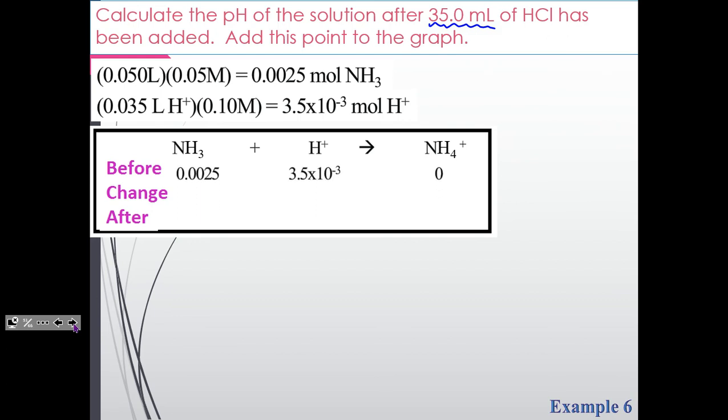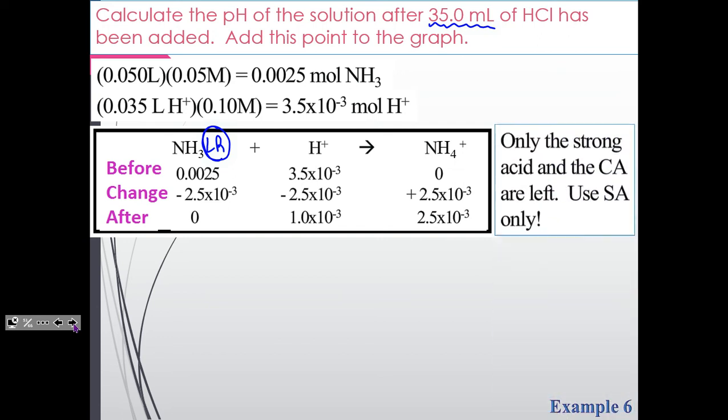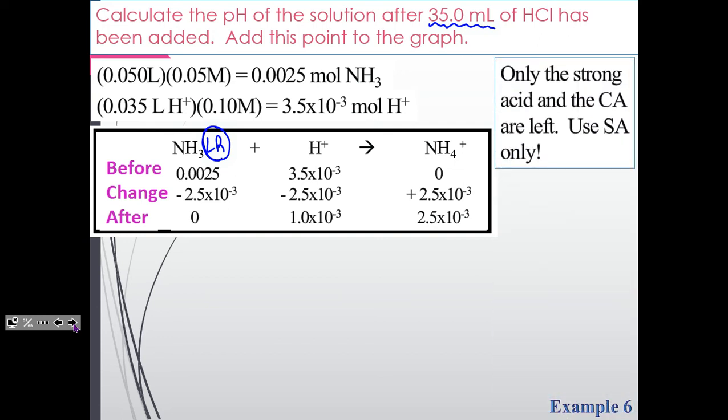Our limiting reagent now is the ammonia. So now we have switched our limiting reagent. We have an excess of H+, which is going to drop the pH even more. And we also have a conjugate acid. So there's a double decrease in pH. Only the strong acid and the conjugate acid are left.